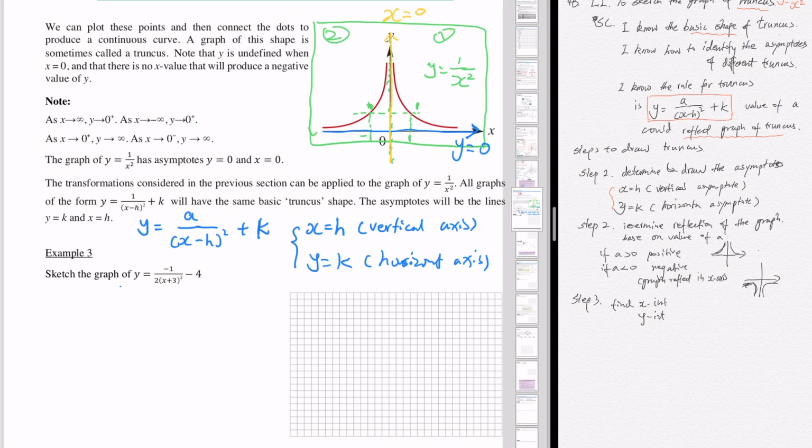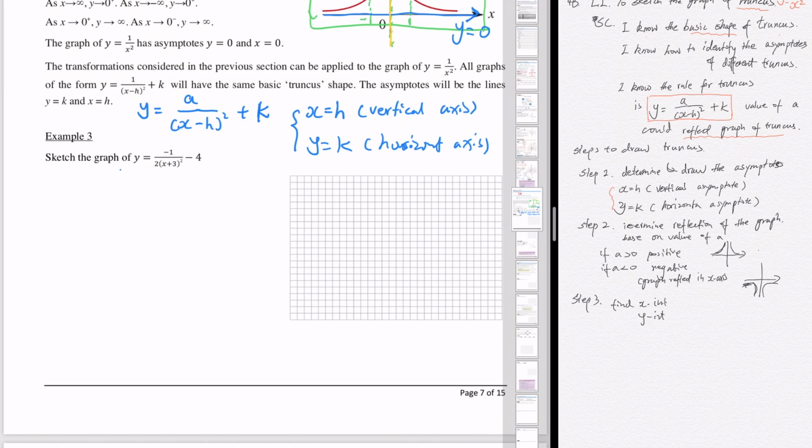Now let's do example 3 in your booklet. You have y equal to negative 1 over 2 times (x plus 3) to the power of 2, minus 4. Now you could say the value of a for the equation given in example 3 is negative 1 over 2. So a will be equal to negative 1 over 2. We will talk about it later.